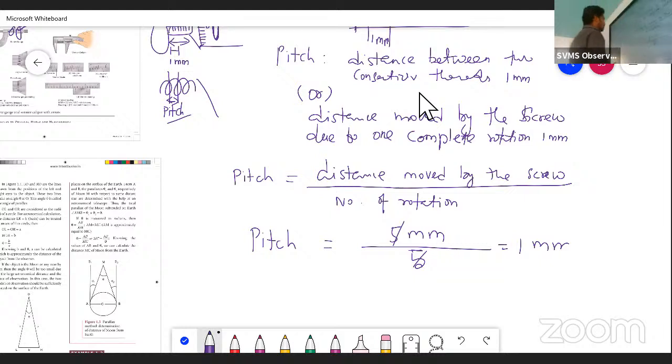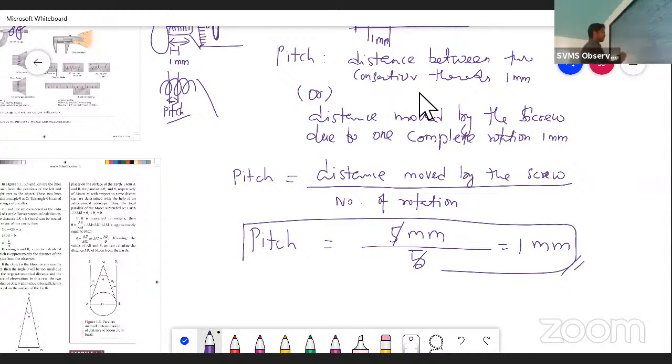For about 95% of screw gauges, the pitch value is almost equal to 1 millimeter. It is a very, very important value. First of all, you measure the pitch. What is the formula of pitch? Pitch is equal to the distance moved by the screw divided by the number of rotations.